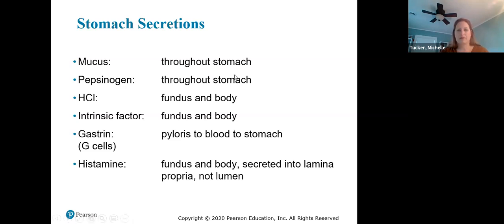Then we have the chief cells that are going to produce, and also remember where these things are located. Okay, so we have our enteroendocrine cells here at the bottom, and then we have our chief cells, and then further up we have our parietal cells, and then we have our mucous neck cells. So also remember where these cells are located.